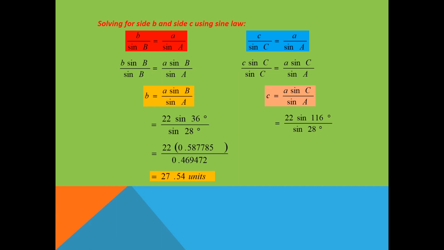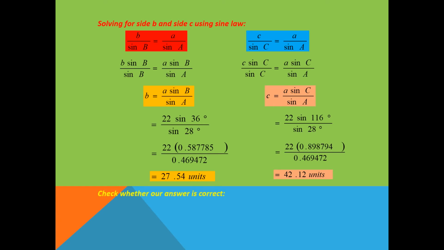Take the values of sine 116 degrees and sine 28 degrees from our calculator. C is equal to 22 multiplied by 0.898794 over 0.469472. C is equal to 42.12 units.